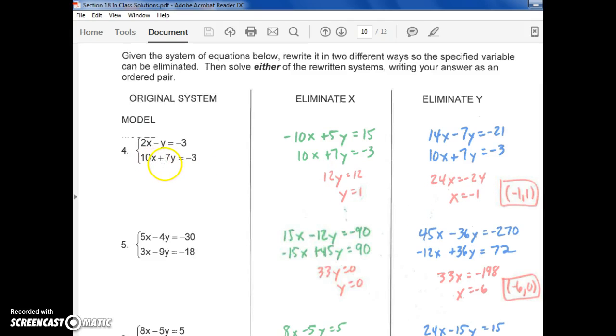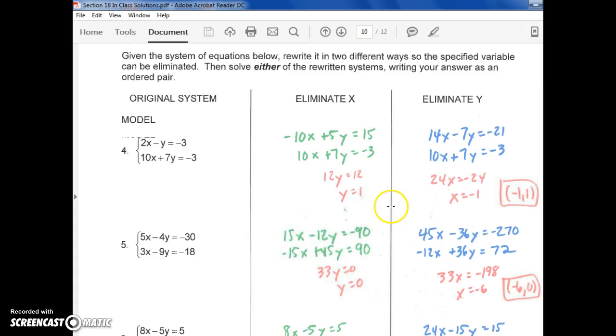So on number 4, my decision on eliminating x was to turn this 2 into a negative 10. And to do that, I multiply the entire equation by negative 5. This gives me negative 10x plus 5y equals 15. Add down and I'll have 12y equals 12, so y has to be 1.